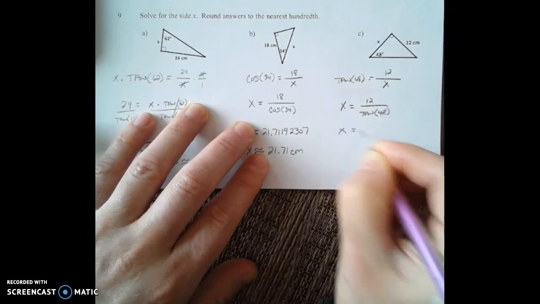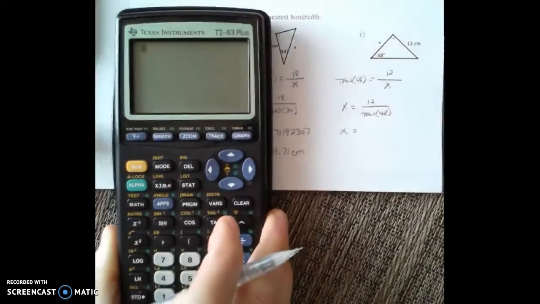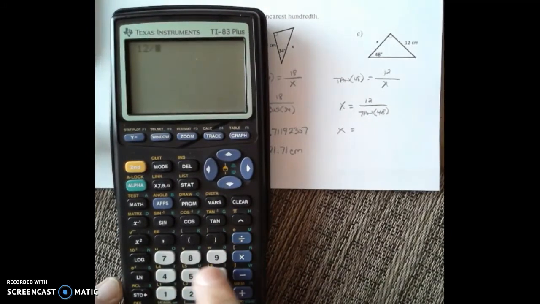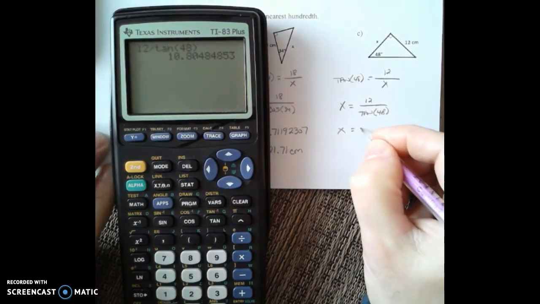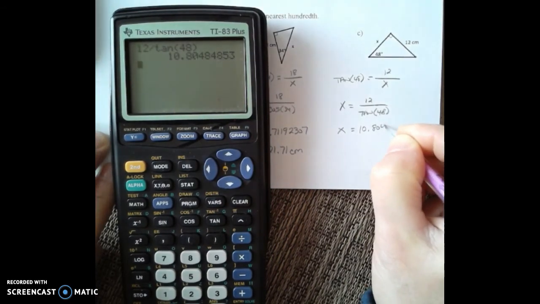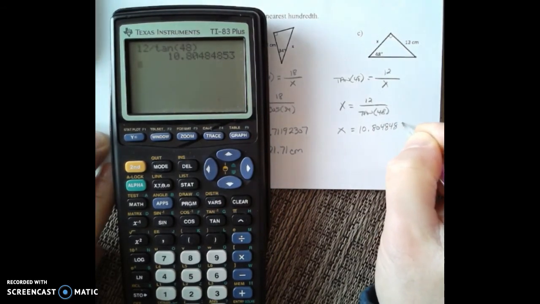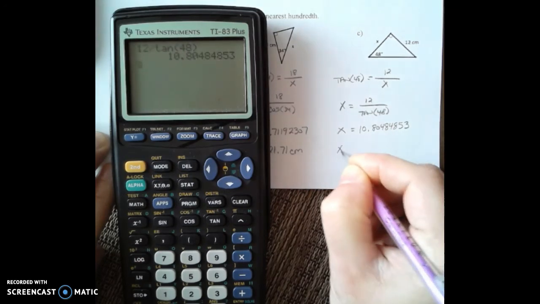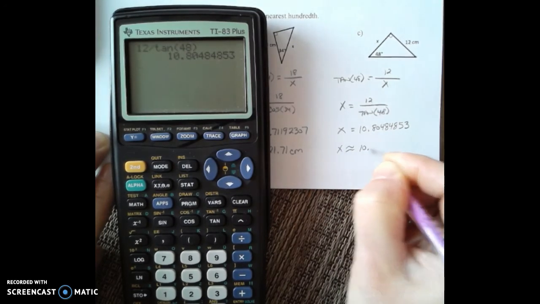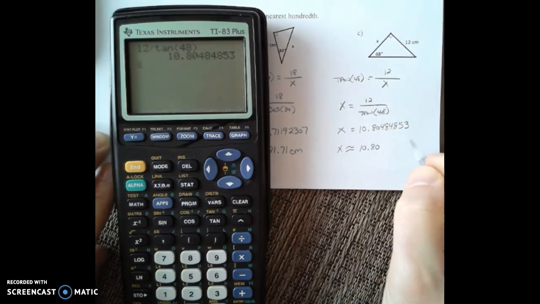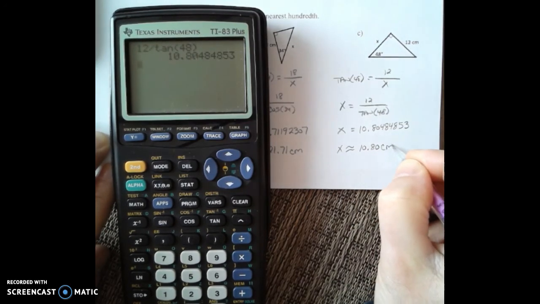So let's go ahead and punch that into our calculator. Okay, 12 divided by the tangent of 48. And we get the decimal 10 and 80484853. And rounding to the nearest hundredth, that's about 10 and 80 hundredths, or just 10 and 8 tenths centimeters.